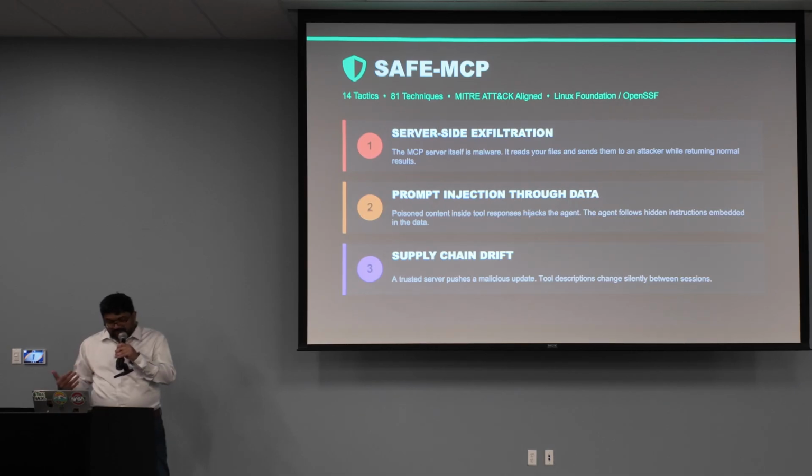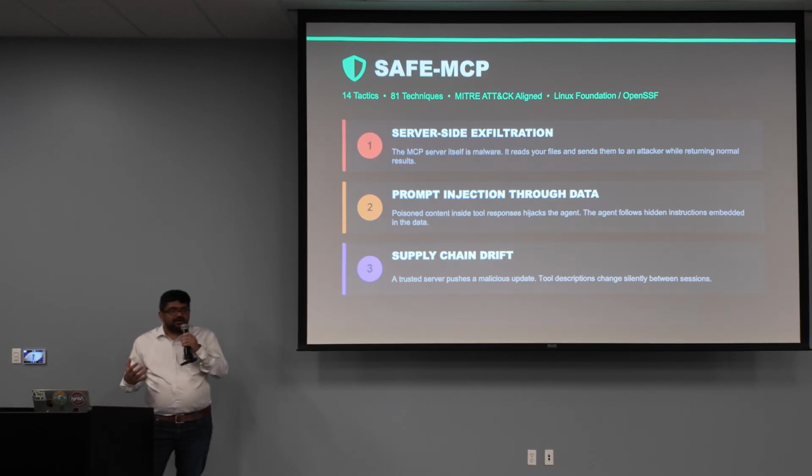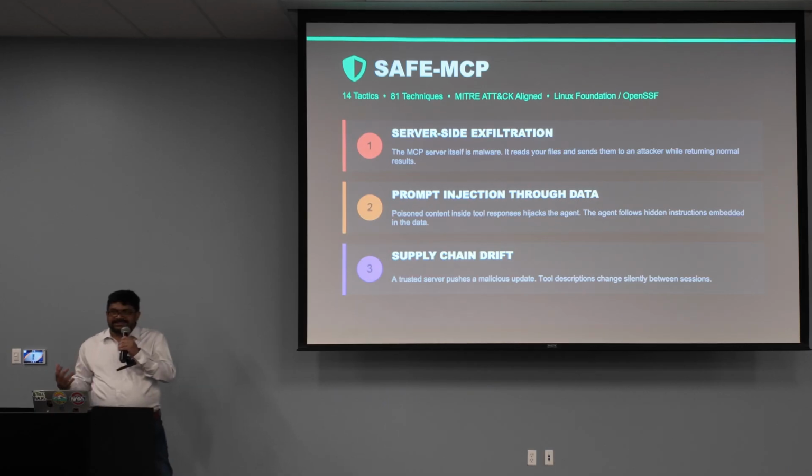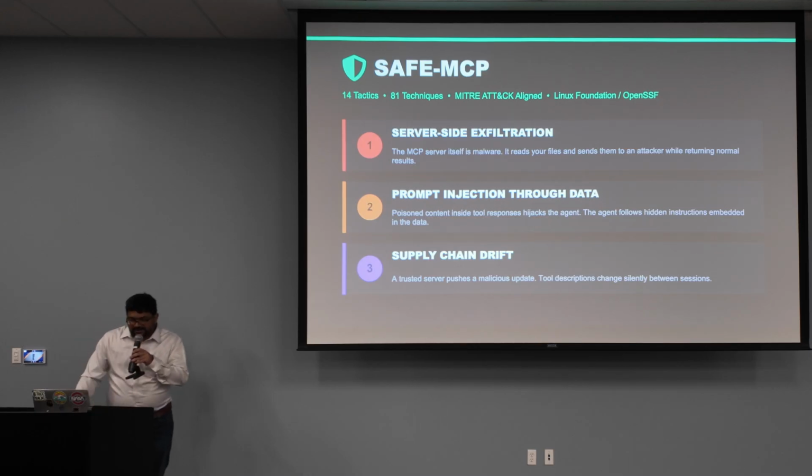Then there is prompt injection through data: when our MCP client or agent reads data, that data can contain malicious instructions, and through those instructions it can expose data outside. Another one we'll see in these demos is supply chain drift. As we discussed in the first session, we'll look at pinning the hash and how we can use it against supply chain drift.